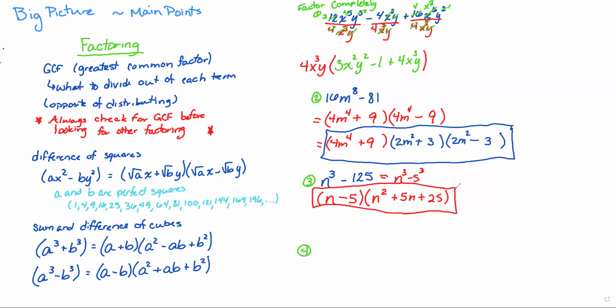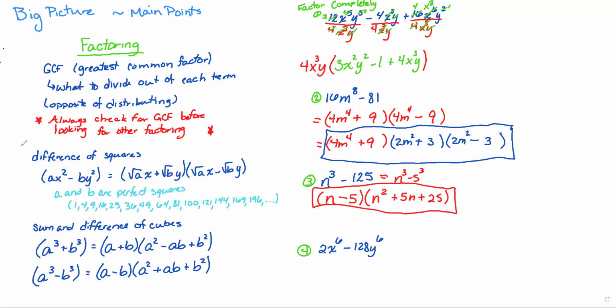Okay, and then for the last one, we will give us a little bit of a challenging one, just because I can. So I am going to give us 2x to the 6th minus 128y to the 6th. All right, just because I can.